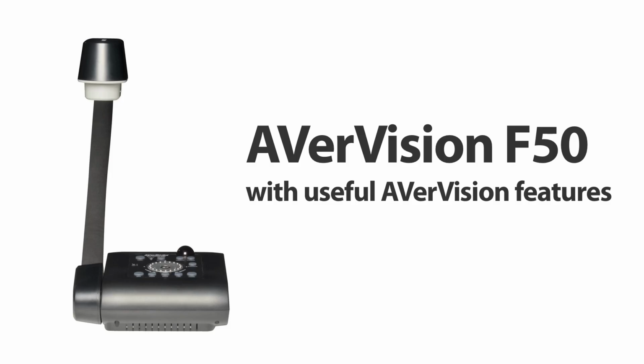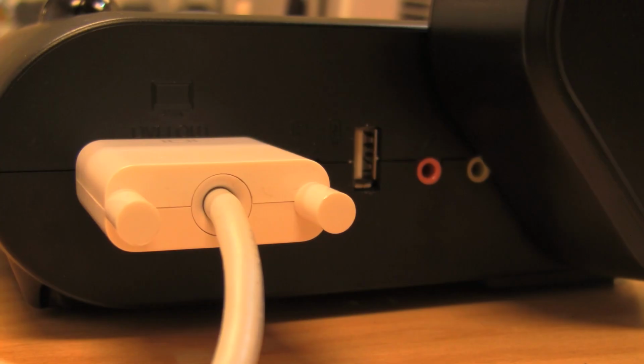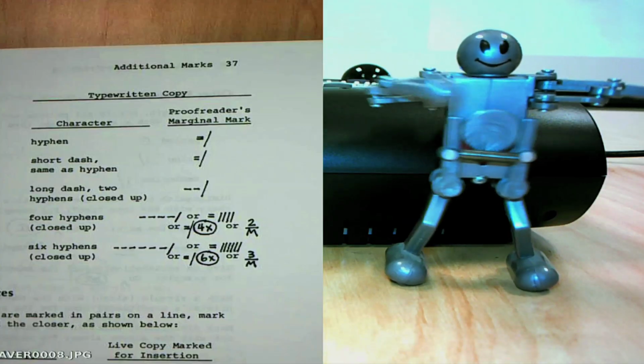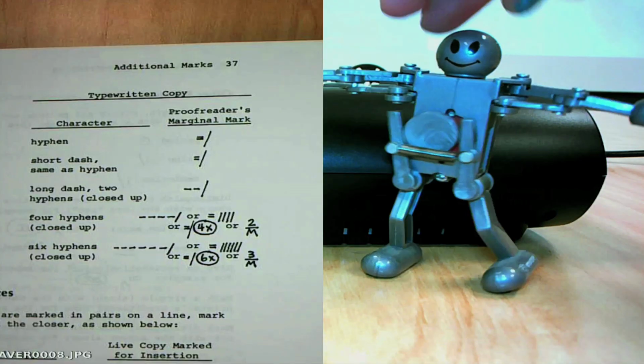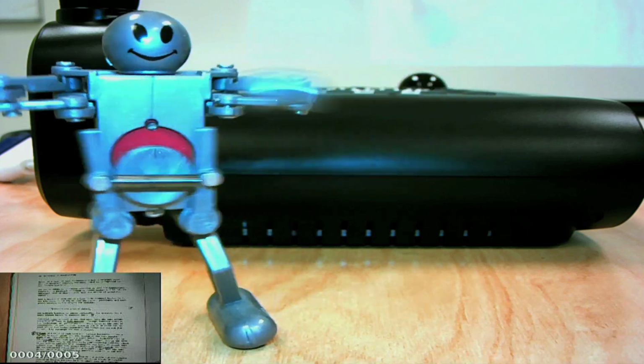The feature-rich F50 comes with all the useful AVerVision features, like high-resolution image capture. But with the F50, you can save them directly to a USB stick. Show the live video and a saved picture on a single screen, or reference an image from your USB stick over your live video. Reveal portions of the live image with the remote, or focus the student's attention on just a small portion of the image.